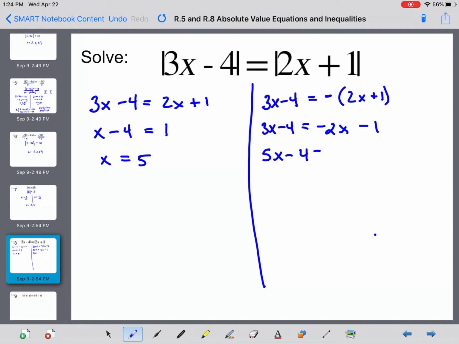So in this one, I'm going to add 2x to both sides. And I'm going to add 4 to both sides. And now divide by 5. So I'm going to get these 2 solutions here. We're going to get 5 and we're going to get 3/5.